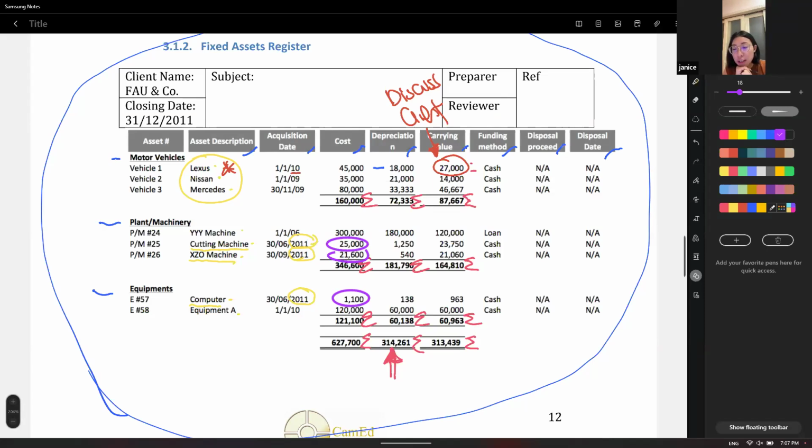How can I make sure the computer was bought at $1,100? The Exio machine is at 21,600, and the cutting machine at 25,000. What document should we check to make sure the cost is correct?